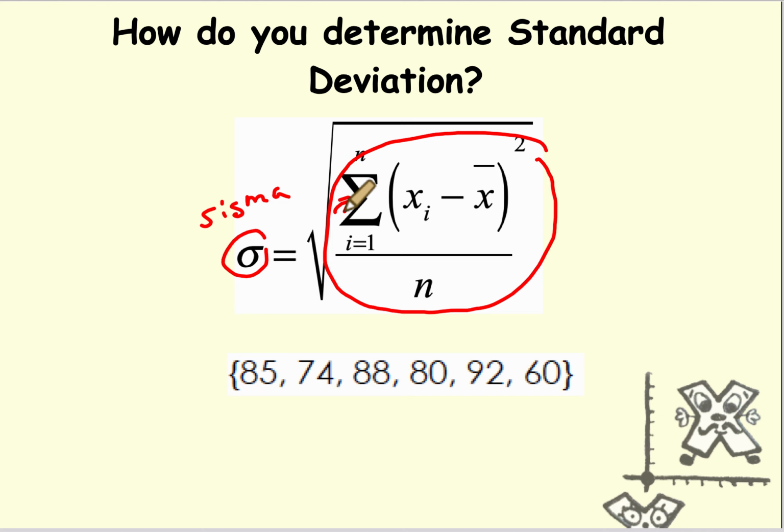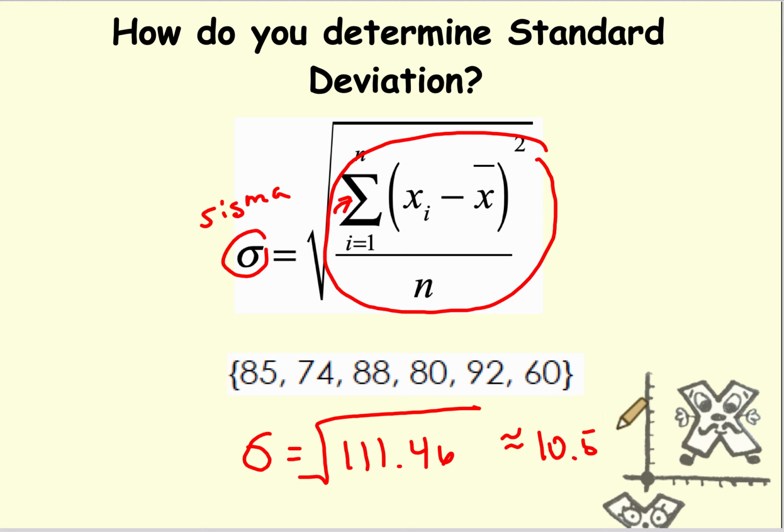So we've actually already done all this work. If I want to figure out the standard deviation, I'm just going to take the square root of what I got for my variance, and that's just a matter of hitting a button, and I get that it is about 10.55. Okay, and that's all for this lesson.